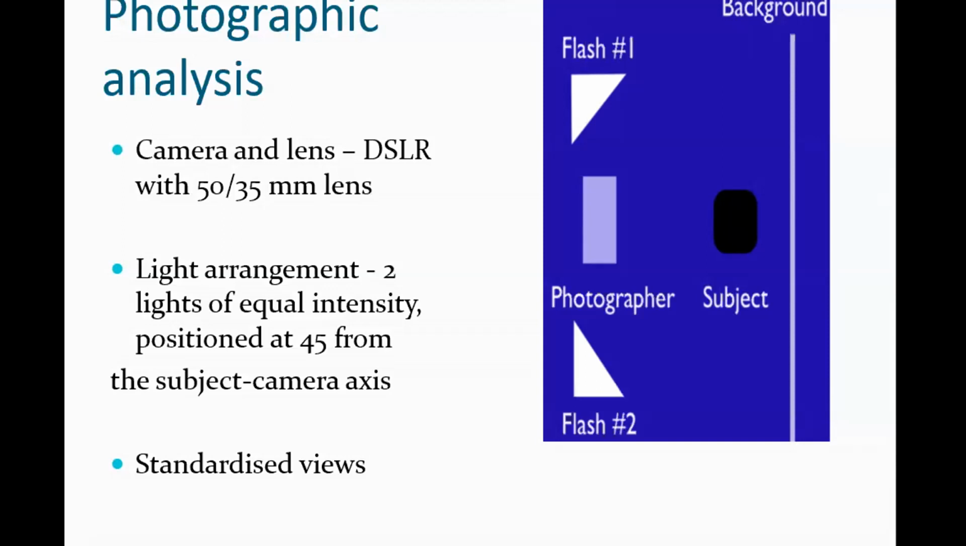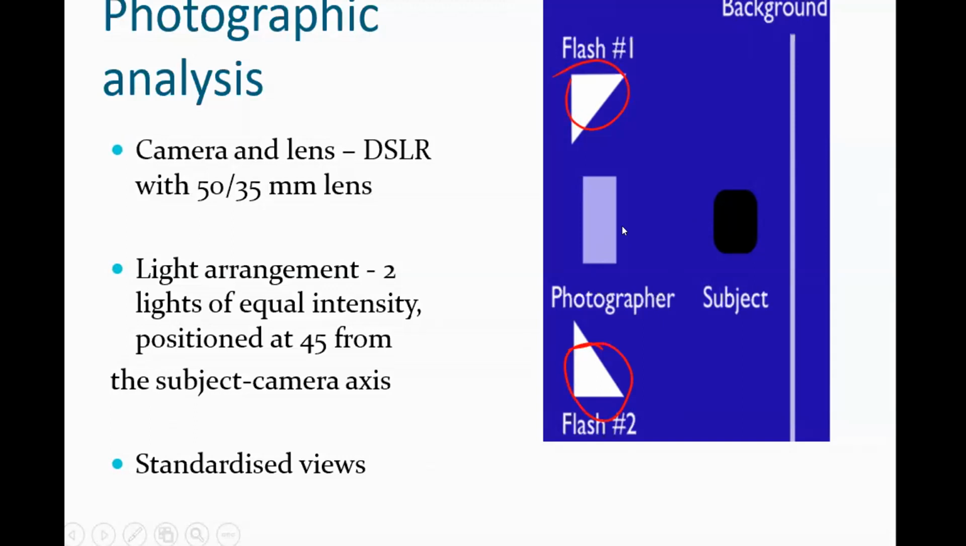So the light arrangements need to be positioned at 45 degree angles here. You can see here the flash number 1 and the flash number 2, and they need to be called the shadow lights. So you can get the two lights shining on the patient and get dorsal aesthetic lines. These are the ones which are required.